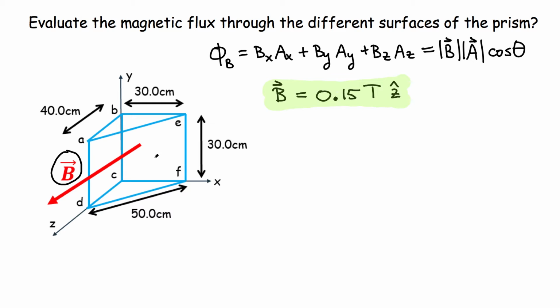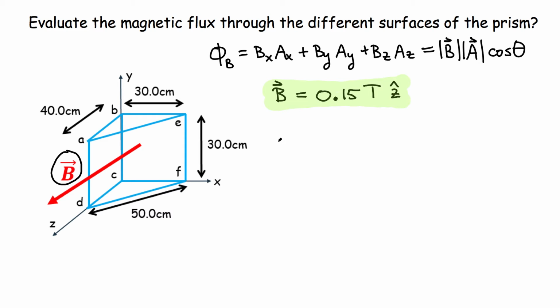The next thing we want to do now is identify the area vectors. The area vectors depend on what we're looking at, but let's start with an easy one. Let's assume we were looking for the area vector defined by the letters A, B, C, and D. If I draw it out, it's the area here on this back wall of the prism. Let's go ahead and write that.